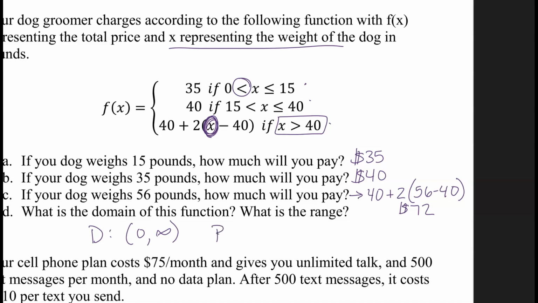And then my range, that's my y values. Again, you look at your f of x values, which are given by your equations. The lowest price that you could possibly pay is 35, and it is equal to 35, so you put a bracket, to infinity. Which I know reasonably you won't have a dog that is infinity pounds large, but you can't pinpoint exactly how large, so you would just say infinity.